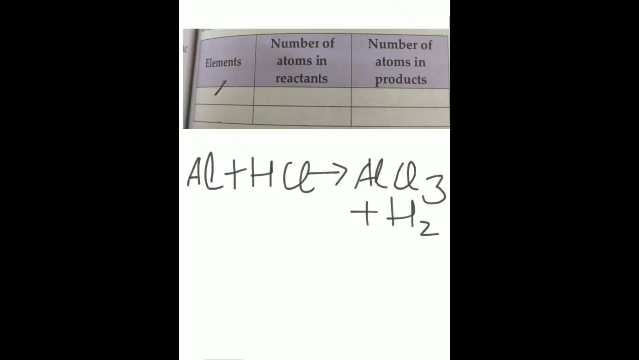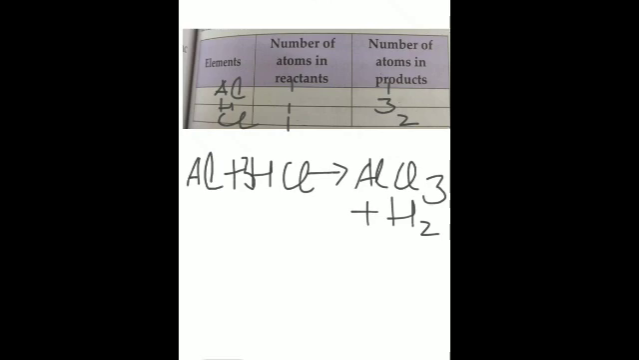Now if you write the reactants and products, there are 3 elements: aluminium, hydrogen and chlorine. Here aluminium is 1, hydrogen is 1 and chlorine is also 1, but here aluminium is 1, chlorine is 3 and hydrogen is 2. This equation needs balancing. In order to make the chlorine atoms equal, we multiply HCl by 3. Is it clear?